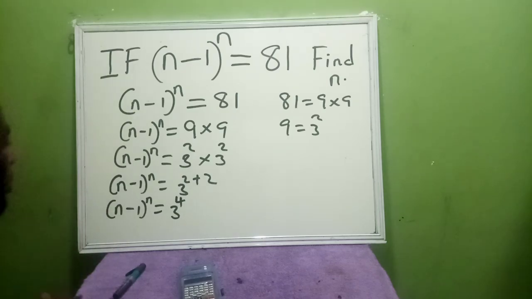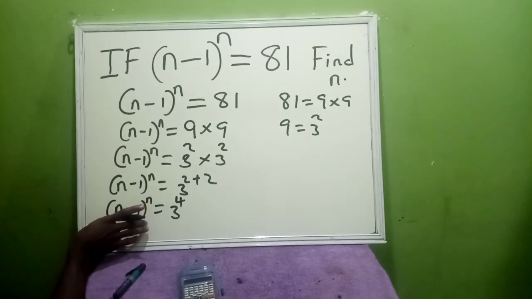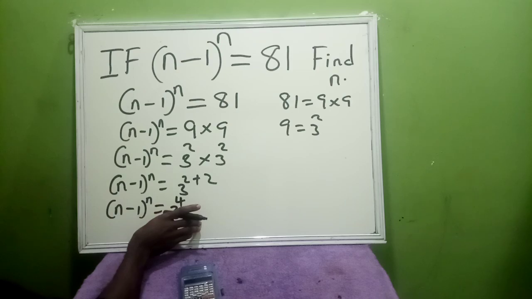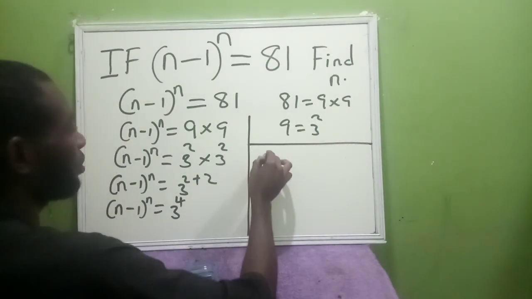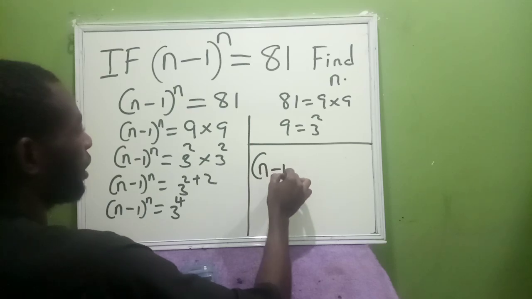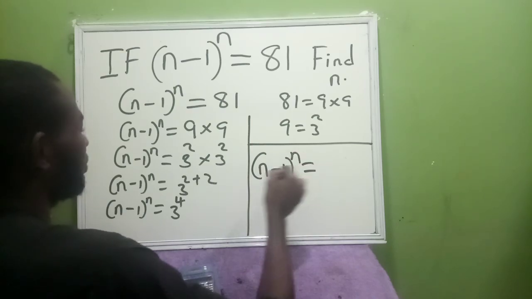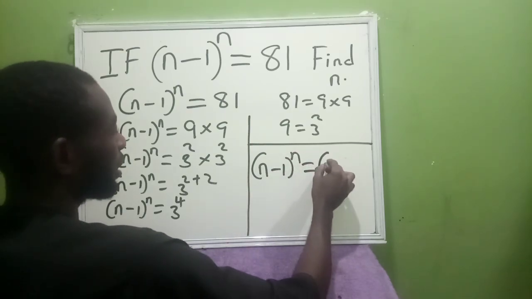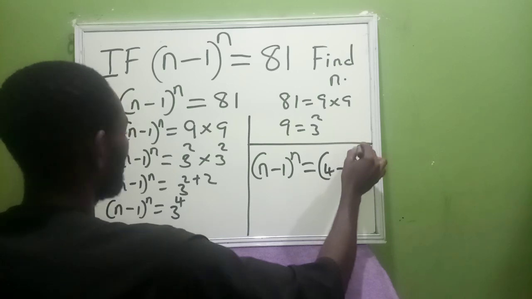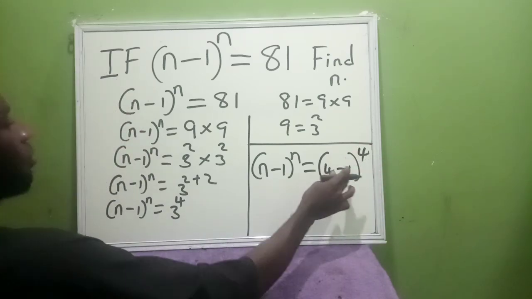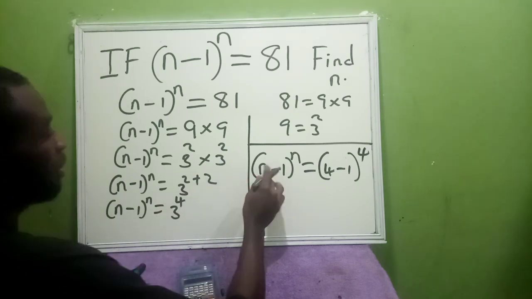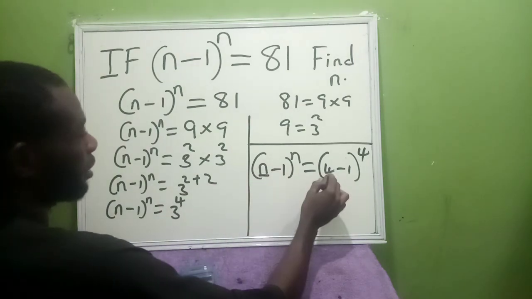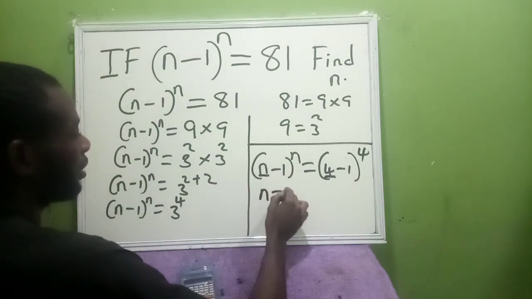Alright. So the next thing is that I want the left hand side to be equal to the right hand side. And how will I do that? What I'm going to do is I'm going to say (n minus 1) all raised to power n is equal to, I'll write this as (4 minus 1) all raised to power 4, because 4 minus 1 is still 3. I've not changed anything. And we look at the number inside, which is n, is equal to 4. That means n is equal to 4.